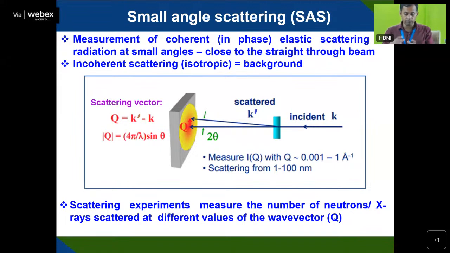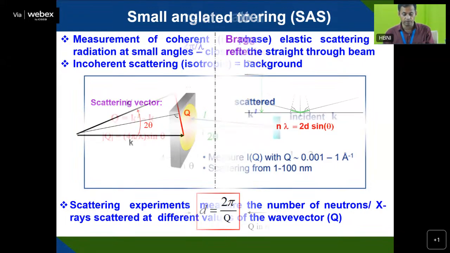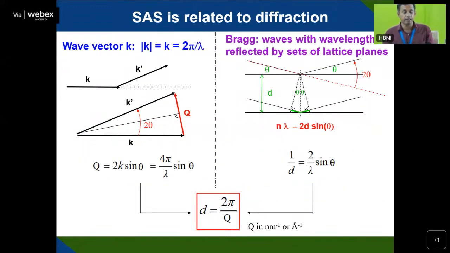Like your wave vector, that Q, the wave vector, is 4 pi by lambda sine theta. So from the difference of the wave vector, you can see how many neutrons or X-rays are scattering in that particular volume. That will be expressed as the intensity that is measured, and then you can find out. So if you see here, small angle X-ray scattering and diffraction are related to each other.